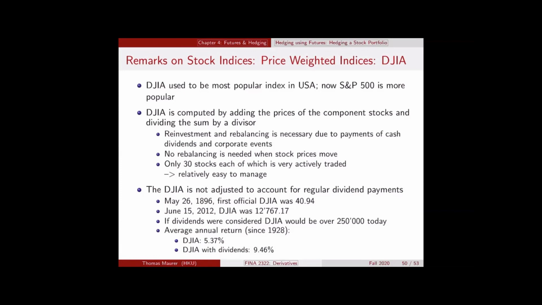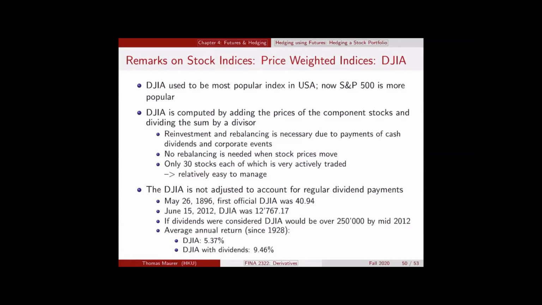This index is very easy to replicate because you can just buy one unit of each of these stocks. Because it is a price-weighted index, in other words, you just add up the prices of all the stocks in that index, it is fairly easy to replicate. Notice, however, when there are dividend payments or corporate events like mergers, acquisitions, or stock splits, then you actually have to readjust your portfolio. Notice also that the Dow Jones Industrial Average doesn't account for dividend payments.